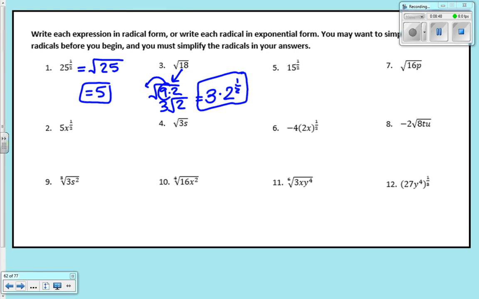15 to the 1/2. Okay, well that's going to be the square root of 15. I can't simplify that because 15 doesn't have any factors that are perfect squares, so I'm done there. Number 7. Let's go ahead and simplify this first. So that would be 4, because the square root of 16 is 4, and then root p. Okay, well when I change that to exponential, 4 doesn't have an exponent anymore, but the p is to the 1/2.